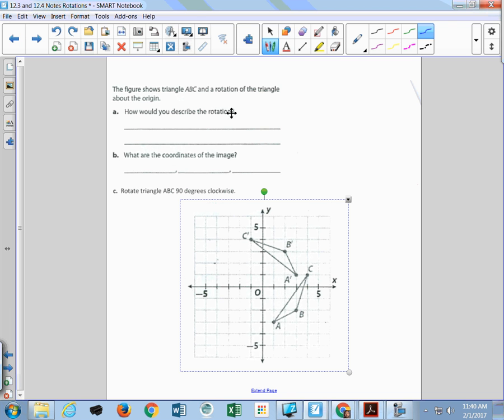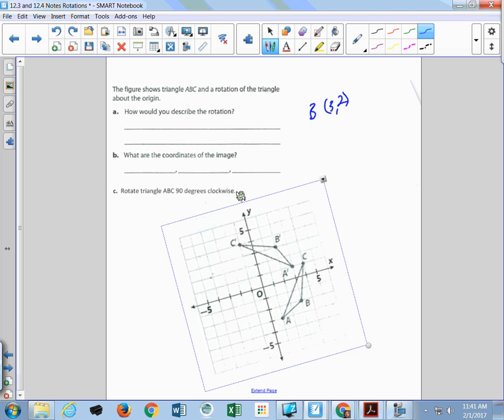The figure shows triangle ABC and a rotation of the triangle about the origin. How would you describe the rotation? So it started here. I would pick one point. B is at 3, 2. Okay, B prime. Let's see what we have to rotate that to get that to be at 3, 2.